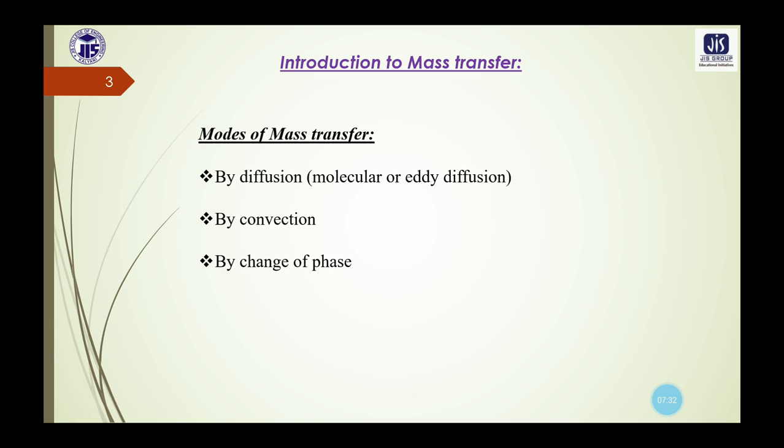The next mode of mass transfer is by convection. The convection mode of heat transfer we have already discussed. Now, mass transfer by convection involves transfer between a moving fluid and a surface, or it may happen between two relatively immiscible moving fluids. Convective mass transfer depends on the transport properties and on the dynamic characteristics of the flowing fluid.